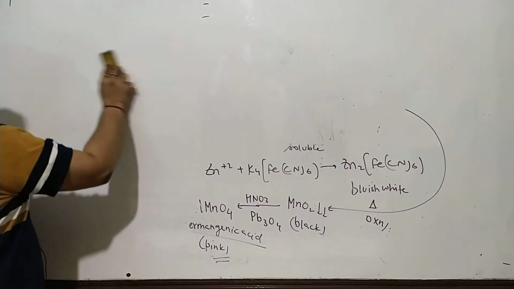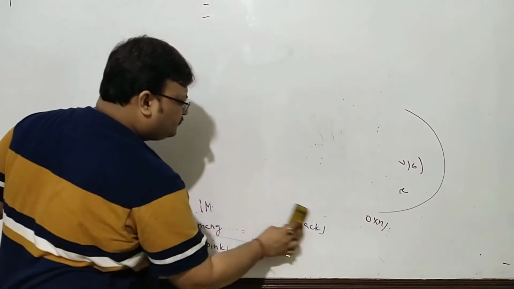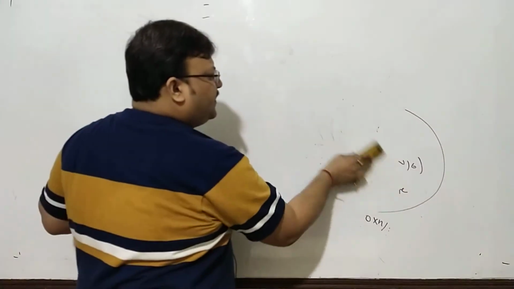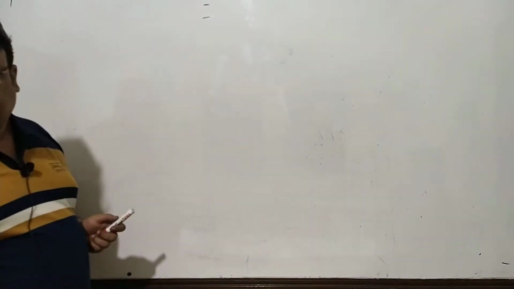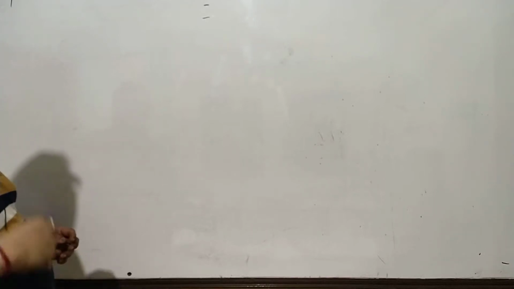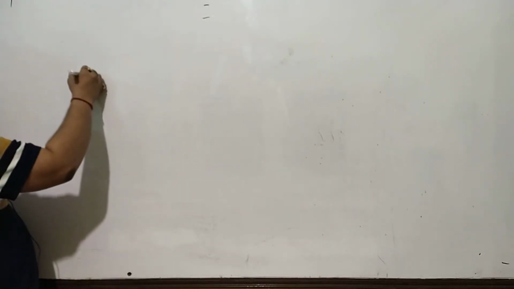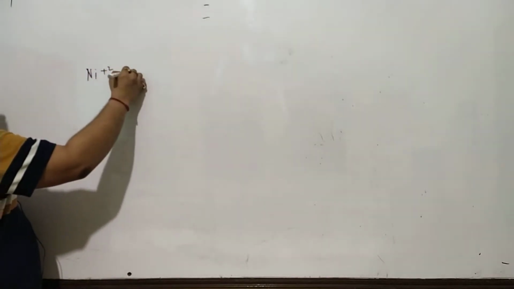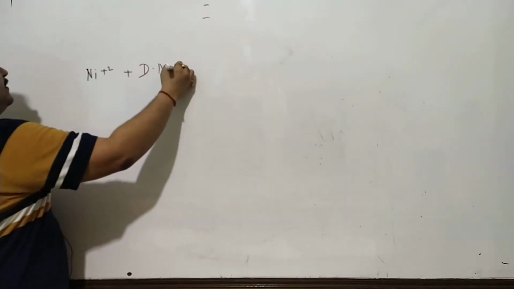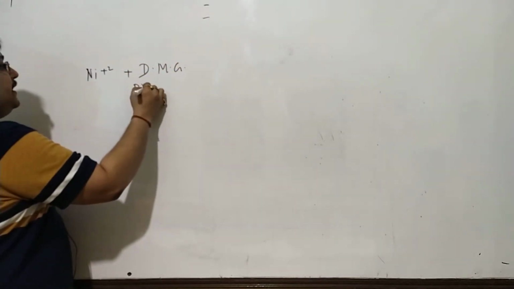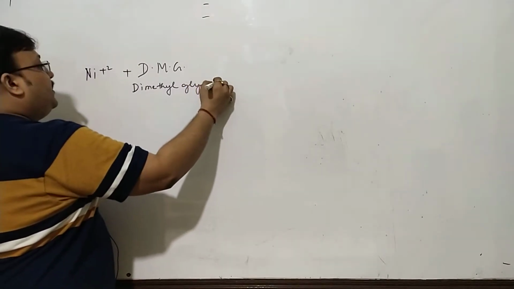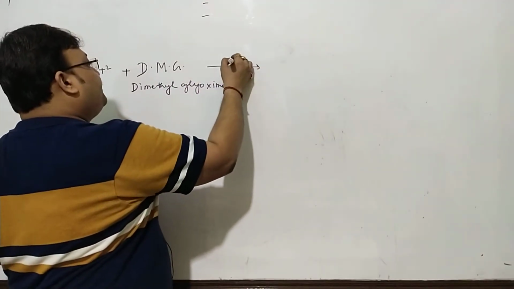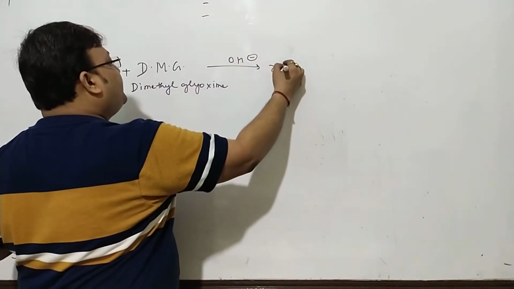For nickel, it's again a very popular test which you would maybe have seen in a topic like coordination compounds. For nickel, a confirmatory test is nickel with DMG, dimethylglyoxime, in alkaline medium. It has to be alkaline medium. It gives you a rosy red precipitate.